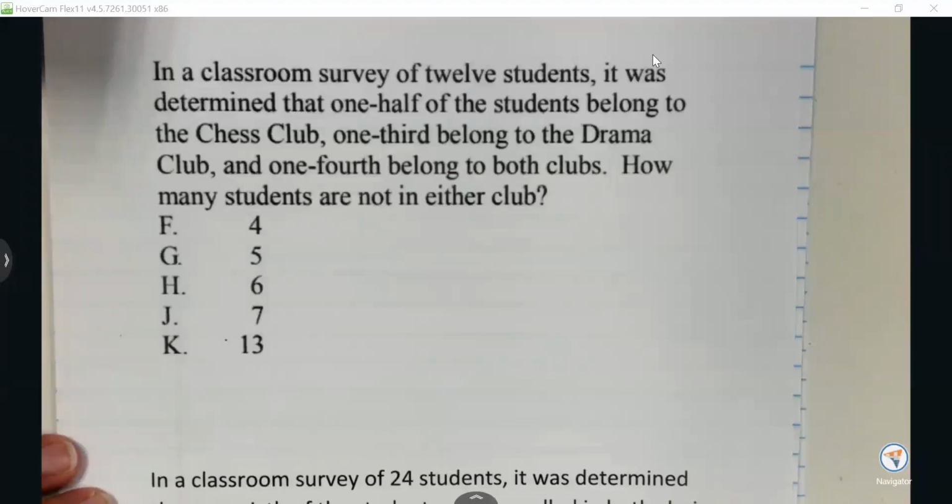All right, our ACT question today. In a classroom survey of 12 students, it was determined that one half of the students belonged to the chess club, 1/3 belonged to the drama club, and 1/4 belonged to both clubs. How many students are not in either club?